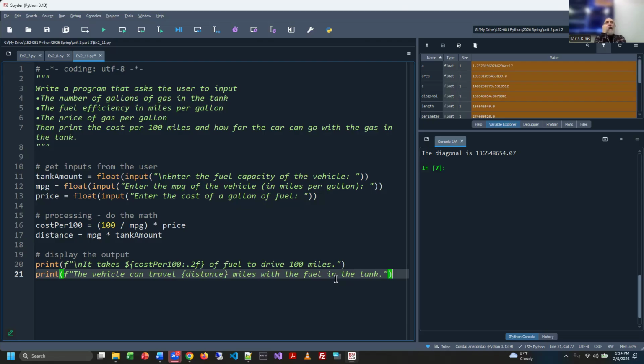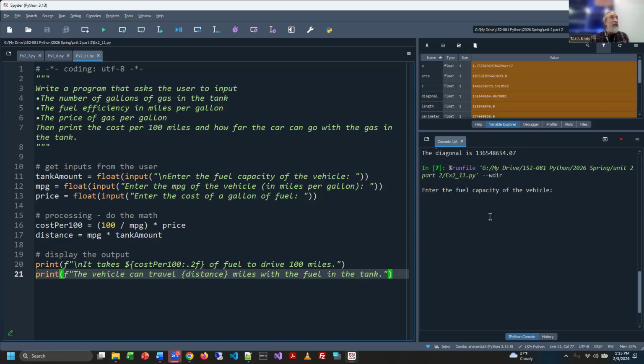Let's think about it. MPG is usually expressed in whole numbers, right? The gallons, well, that might be a decimal. I got 13.5 gallons. So if I take a decimal and multiply it by a whole number, what do I get? A decimal. It's going to give me a decimal answer anyhow. All right, well, let's run this. This is the solution, by the way.